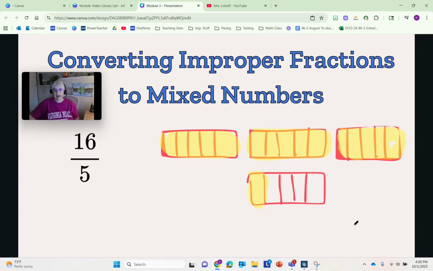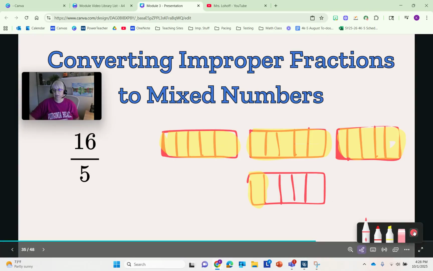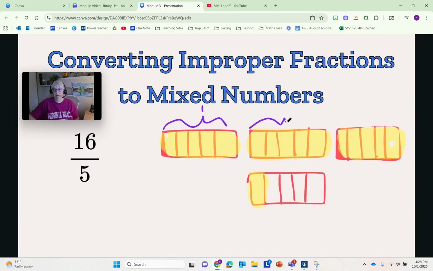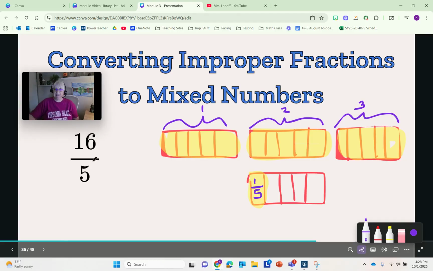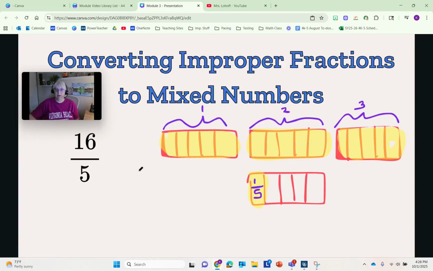So let me change colors. This is a whole. That's 1 whole. This is a whole. That's 2 wholes. This is a whole. 3 whole. And this is 1/5. So 16 fifths as a mixed number becomes 3 and 1/5. And this time it's already in simplest form. Yay! Because 1 and 5 are both prime numbers. We can't make them any smaller.